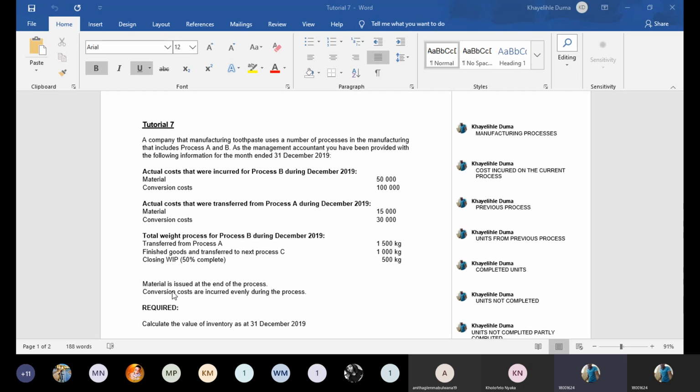Material is issued at the end of the process. That's information. Conversion costs are incurred evenly during the process. So guys, on the document that you were sent, I try to make notes on the side. If you click on the notes, it will take you to where I made the comment, just like this one. If you click on the first comment, it takes you to process A and B on the information. There I wrote that these are the manufacturing processes. What you must know is that what is from process A is going to go to process B.